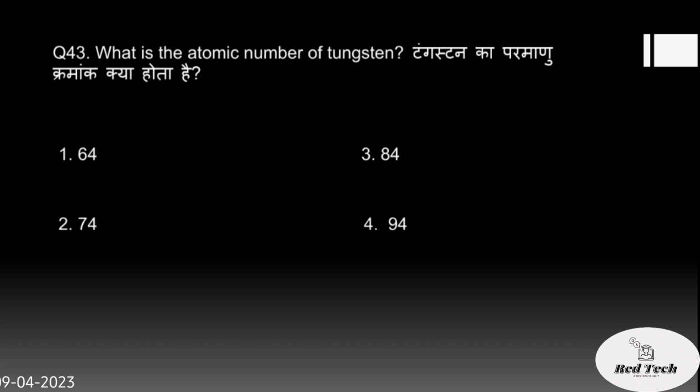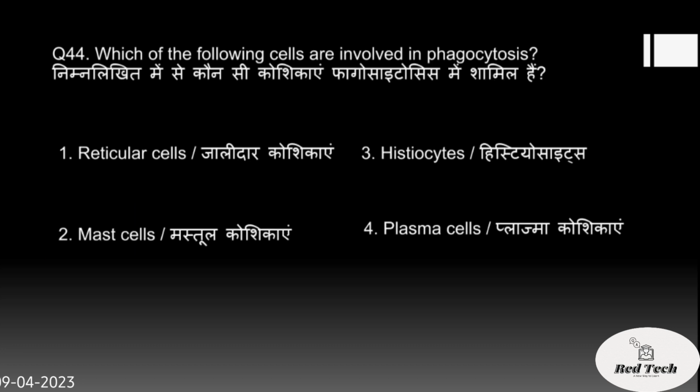Question number 43. What is the atomic number of tungsten? Options are 64, 74, 84 and 94. So the right answer is basically option number second, which is 74. 74 is basically the atomic number of tungsten.